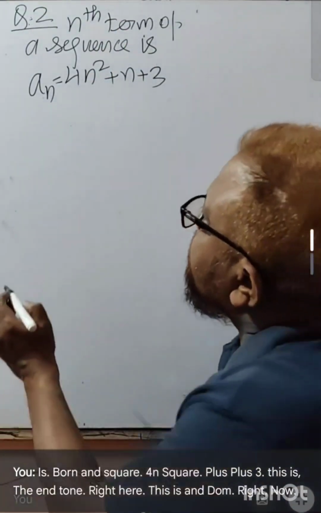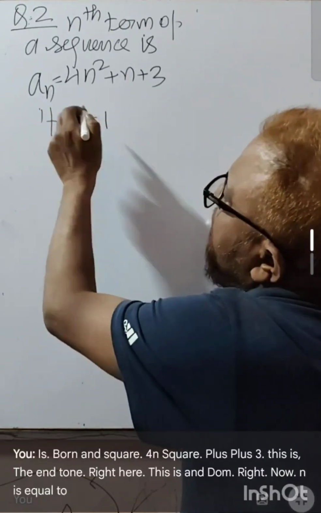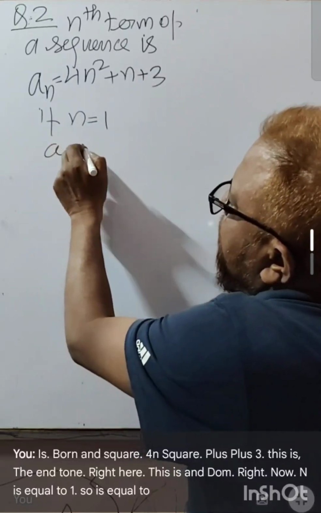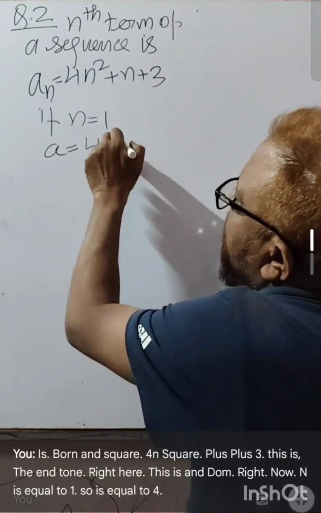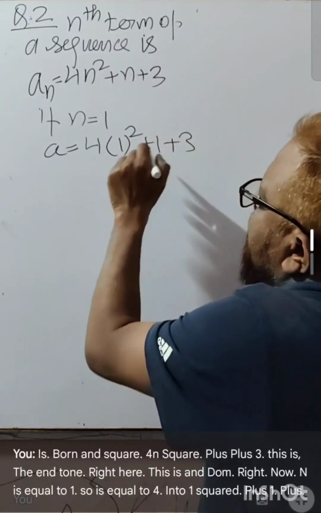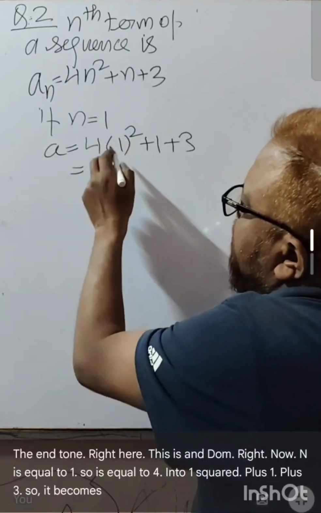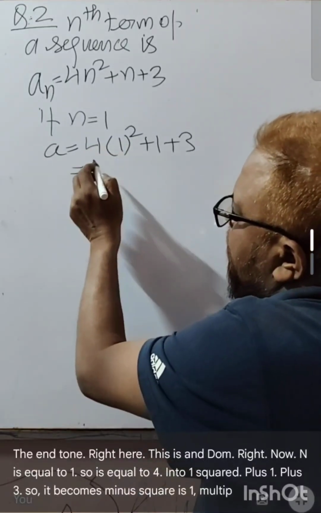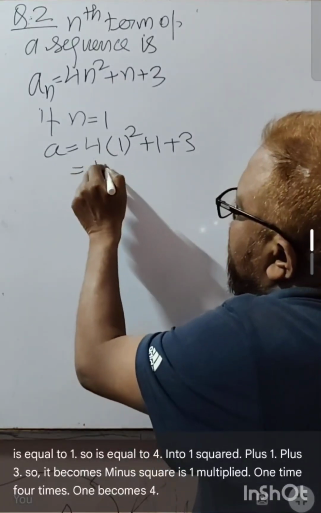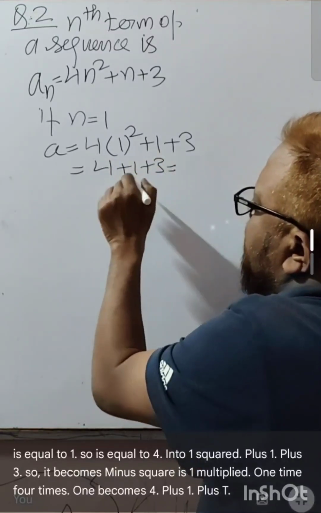Now, if n is equal to 1, so a is equal to 4 into 1 squared plus 1 plus 3. So it becomes 1 square is 1 multiplied 1 time 4 times 1 becomes 4 plus 1 plus 3, it becomes 8.